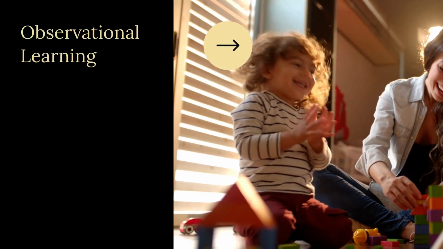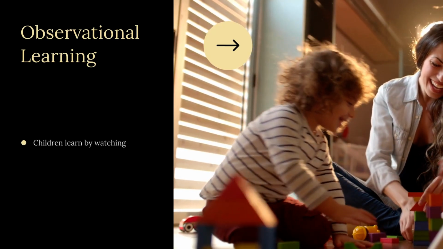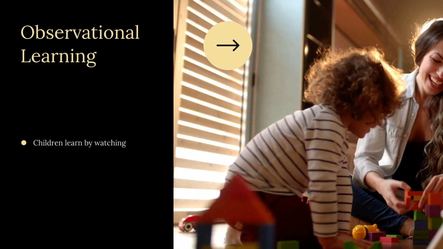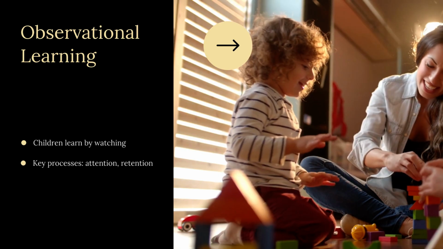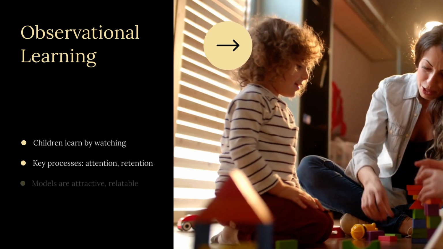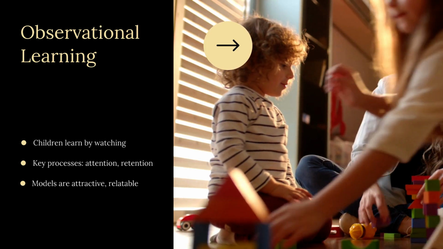Observational learning is central to Bandura's theory. Children learn by watching others and imitating their behavior. Attention, retention, reproduction, and motivation are key processes. Effective models are attractive and relatable. Observational learning occurs without direct experience.